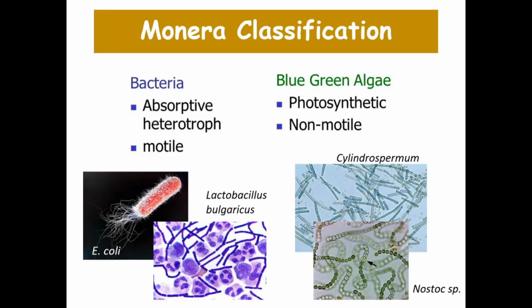Monera consists of two major groups. The first one is bacteria, which consists of organisms that are heterotroph and motile. And the second group is blue-green algae, which is a photosynthetic and non-motile organism. You can see examples of species from each group, like E. coli or Lactobacillus bulgaricus from the bacteria, and Cylindrospermum and Nostoc from the blue-green algae.